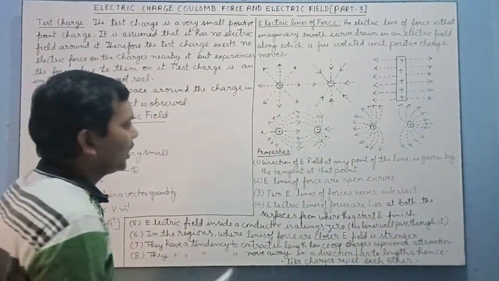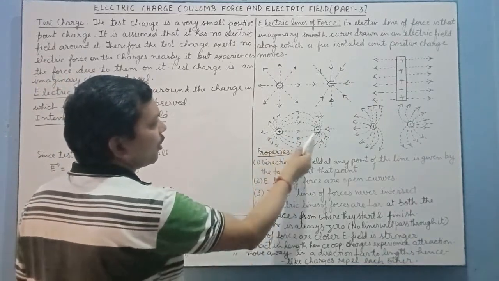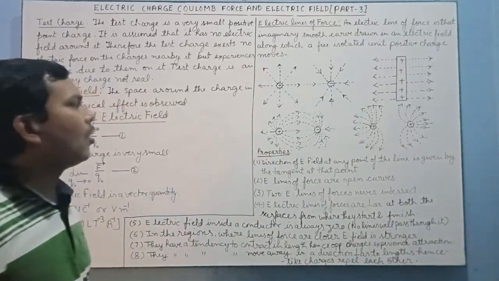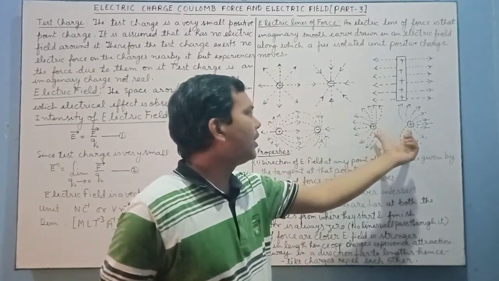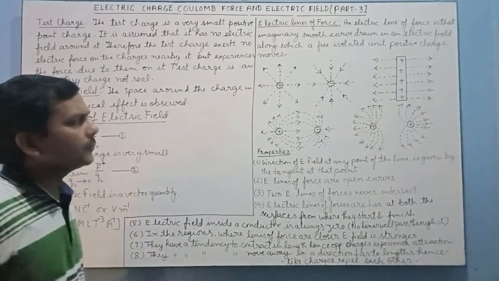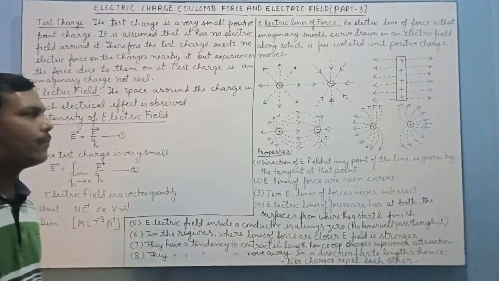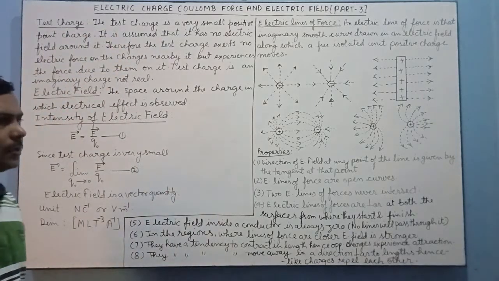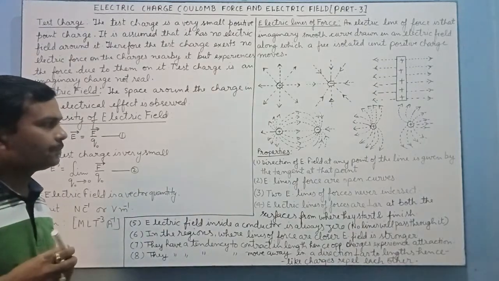Also, we can draw electric lines of force due to a couple of charges. Here the couple of charges have opposite charges, and here the couple of charges have positive charges. So these are a few examples of electric lines of force. You can easily understand by using this test charge. Now, properties of electric lines of force.